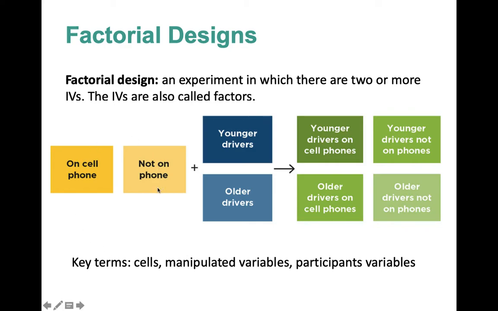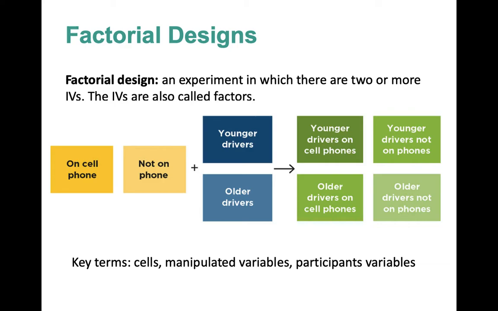So we've got one independent variable, or factor, which is whether we're driving on the cell phone or not on the cell phone. And then we're going to cross this design with another variable, another factor, which is age. By crossing one variable with two levels and a second variable with two levels, we get a four-condition design: younger drivers on cell phones versus not, older drivers on cell phones versus not.